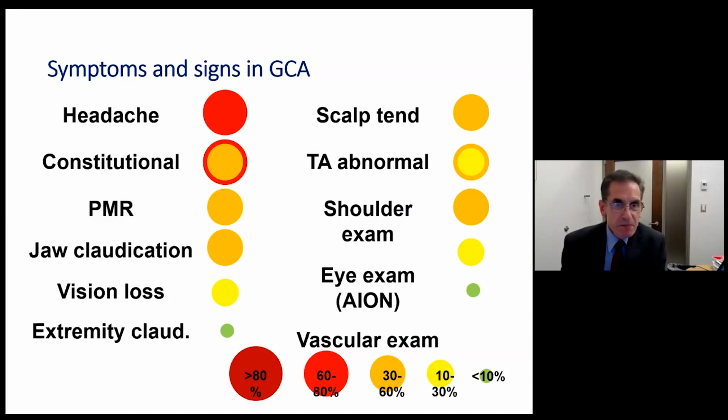Specifically with regard to symptoms and signs in giant cell arteritis, you can see here that headache is extremely common, greater than 80% of patients. Constitutional symptoms occur in half or more of patients, such as weight loss, fever, fatigue is a very common problem. And then symptoms like PMR and jaw claudication and scalp tenderness occur in anywhere between 30 and 60% of patients. As you can see down here, patients who develop visual loss is in the 10 to 30% range, but it's important to know that visual loss is a serious and catastrophic problem because it is frequently irreversible.